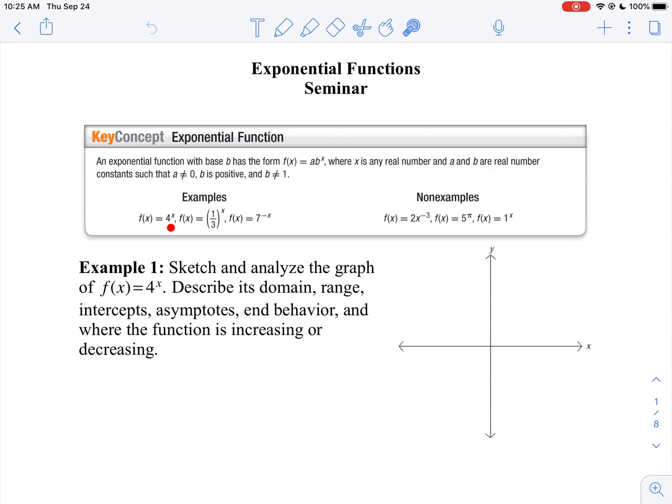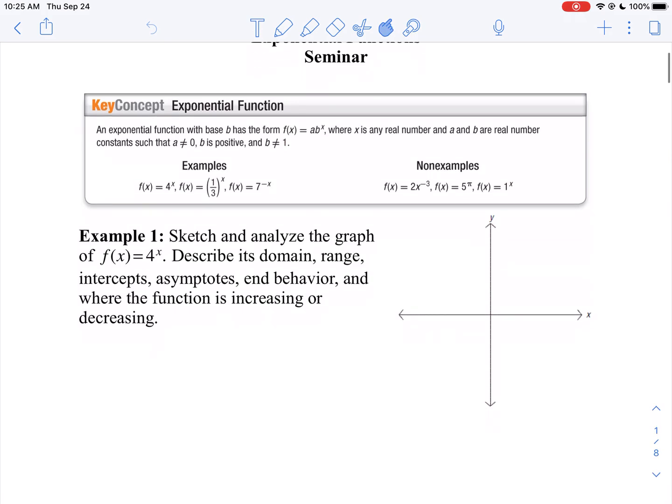So an example: 4 to the x, 1/3 to the x, 7 to the negative x. You can have a negative exponent. Non-examples: 2x to the negative 3, because the exponent isn't a variable; 5 to the pi, because it's not a variable; and 1 to the x, because if b is 1, it's never going to change, since anything to the 1 power is 1. So b can't be 1 when we do this.